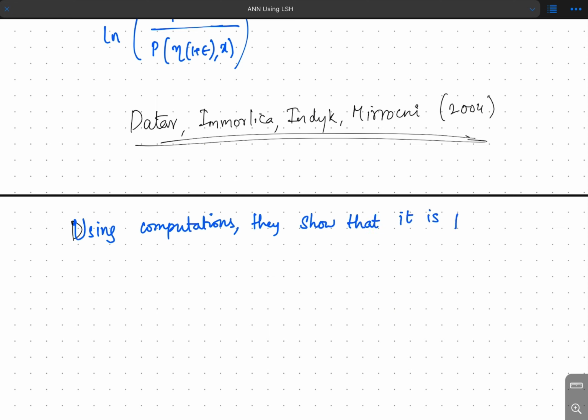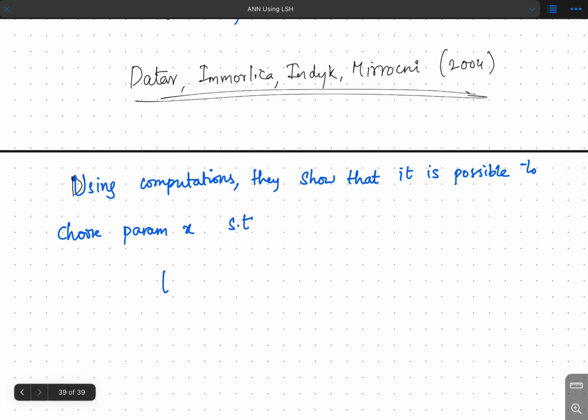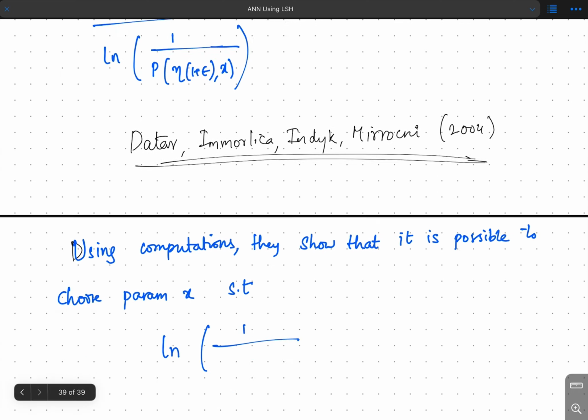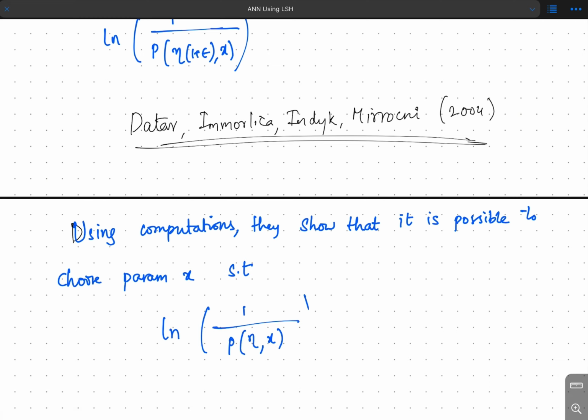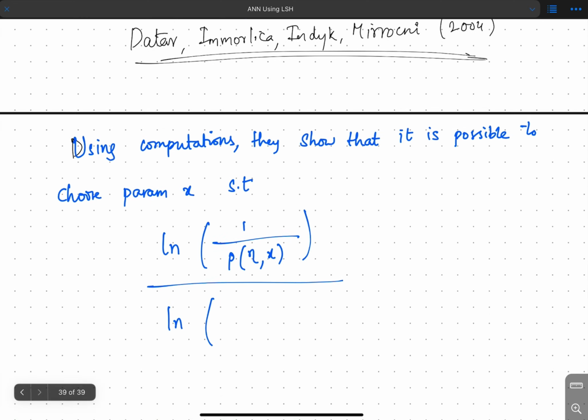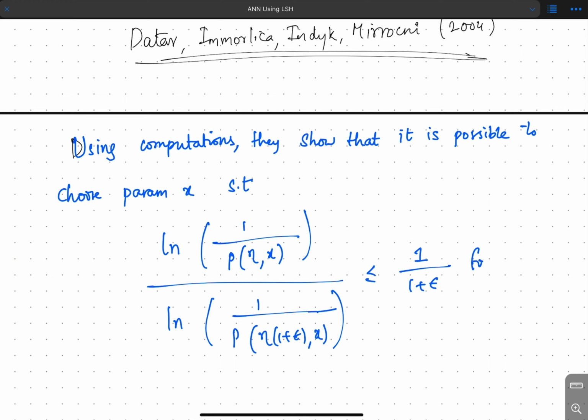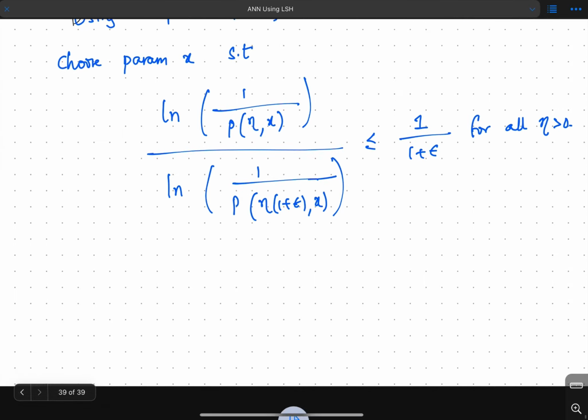it is possible to choose the parameter x such that this ratio, ln 1 by P of eta comma x divided by ln 1 by P of eta times 1 plus epsilon comma x, is going to be at most 1 by 1 plus epsilon for any eta greater than 0. Okay, so that's what they could show.